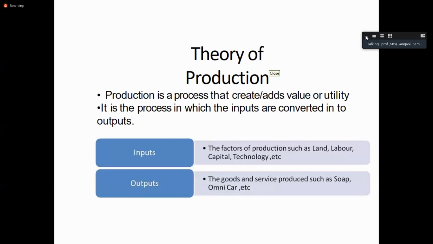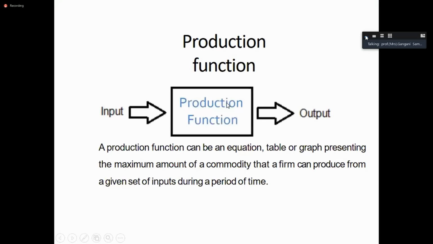That is the main thing we are discussing in case of production. So simply you can say we put inputs to take output. I think you got the basic idea of the theory of production, the input-output relationship. So here, see, production function. When we discuss the production process, the main thing is the production function. Production function explains the input-output relationship. I'll show you the function, then you can see how it works.